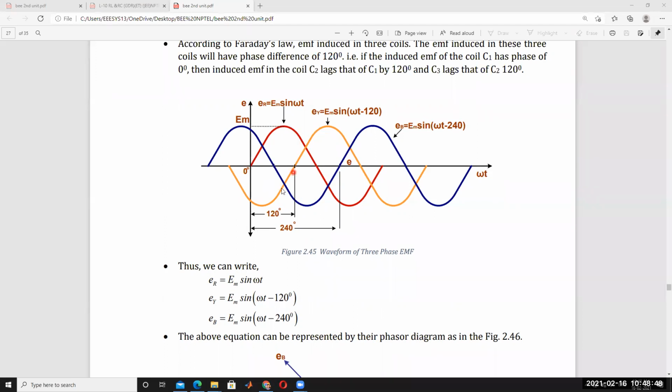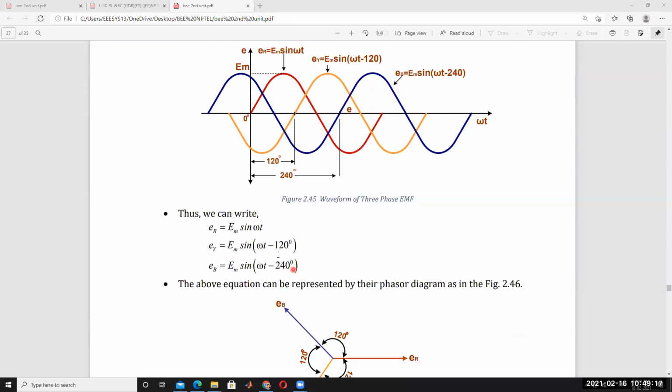The Y phase lags by 120 degrees: EM sin omega t minus 120 degrees. ER is equal to EM sin omega t, with 0 degrees as reference, starting from 0. And the second phase, the Y phase, starts from 120 degrees onwards. That's why EY is equal to EM sin omega t minus 120 degrees. And next, R phase is over, Y phase is over, B phase is 240. That's why EB is equal to EM sin omega t minus 240 degrees.